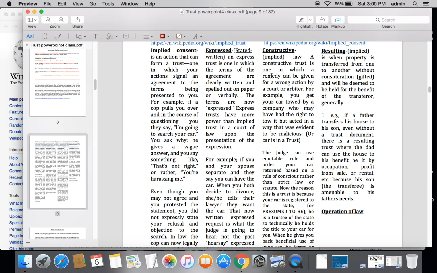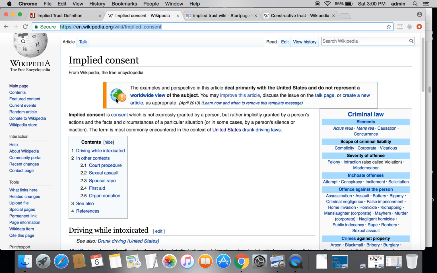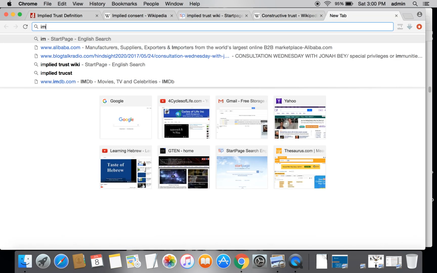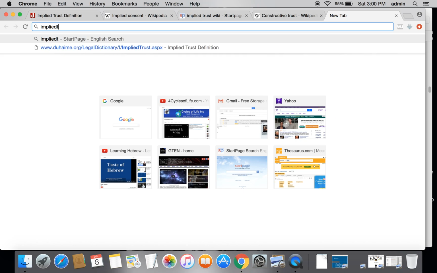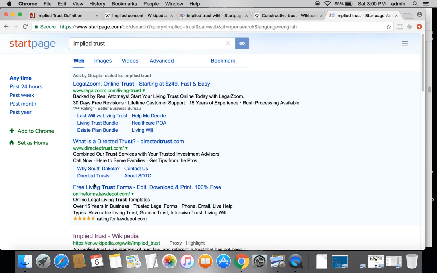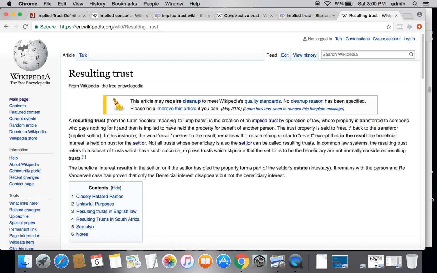All right. So now, when we go back, remember we had, what do we do here? All right, so we're going to go to constructive trust. First, let me pull back up this implied trust, because it's important that we see both versions. Okay, so that was a resulting trust we went over, right? Where the property is transferred to someone who pays nothing for it. All right, that's the resulting.